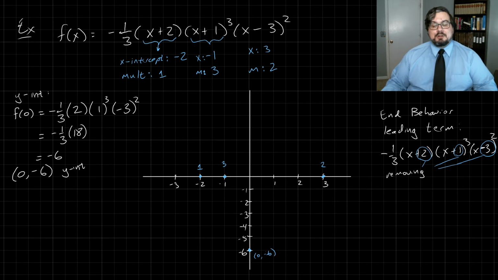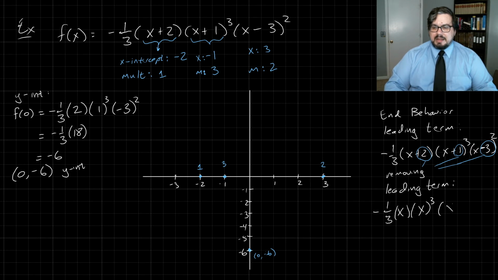And so the leading term of this function is actually obtained by just ignoring all of those and looking at what we get out when we take those away. So that means that the leading term is actually -1/3 times x cubed and times x squared after we remove all of the numbers that are being added or subtracted to the x's. So that's going to give us -1/3 times x to the 6th. I think I said it was a degree 7 polynomial earlier. That was silly. It's a degree 6 polynomial.